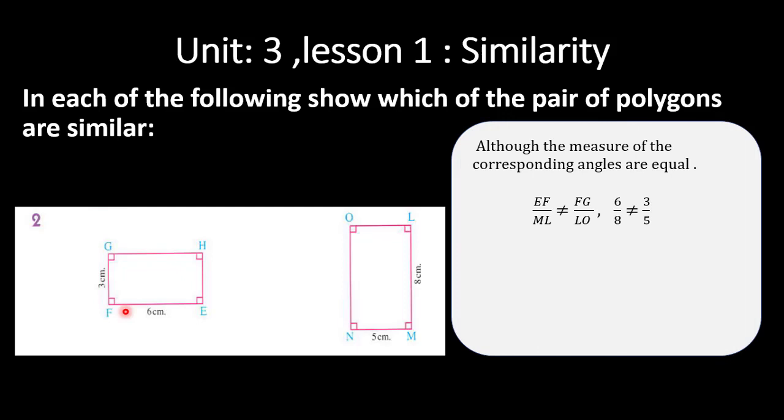6 over 8 doesn't equal 3 over 5, although the angles are equal. And we said that the two conditions should be satisfied, not only one condition. Here the corresponding angles are equal in measure, but the ratio between sides is not constant. This is not the same ratio. 6 over 8 is not equal to 3 over 5. So the two polygons here are not similar.